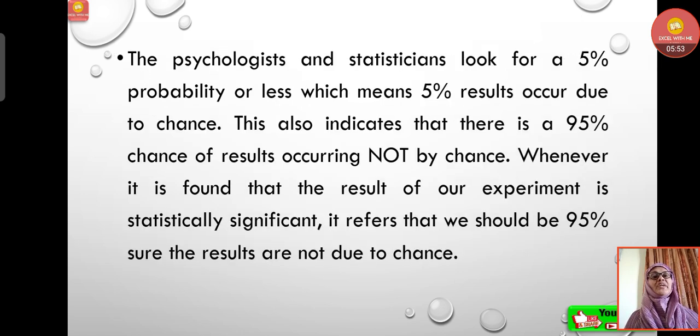be misinterpreted. Now, psychologists and statisticians look for a 5% probability or less, which means 5% of results occur due to chance. The rest of them will be true. This also indicates that there is a 95% chance of results occurring not by chance. They are by the hard work, the evidence collected, the statistics done, that is taken into consideration. Whenever it is found that the result of our experiment is statistically significant, it means that we should be 95% sure the results are not due to chance.